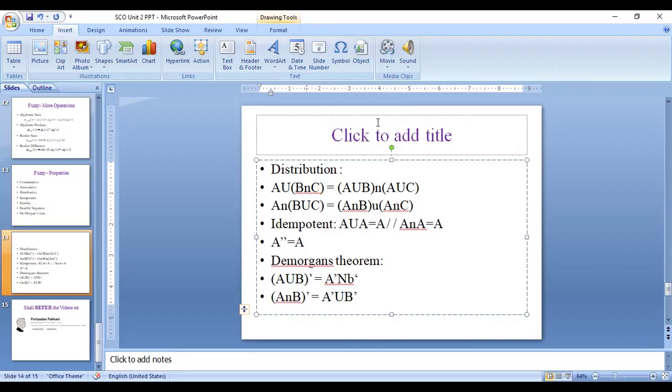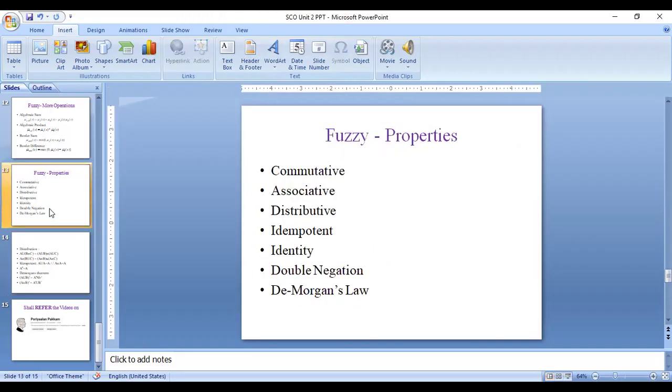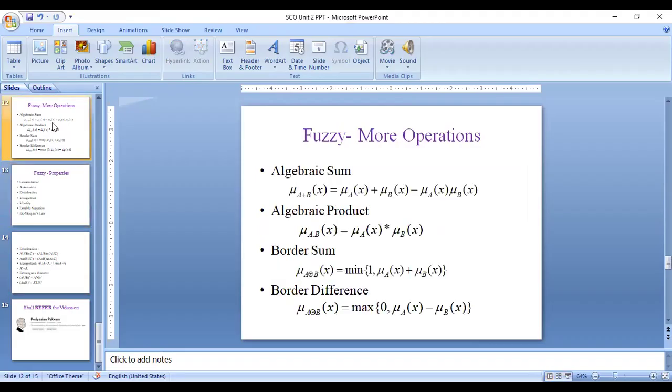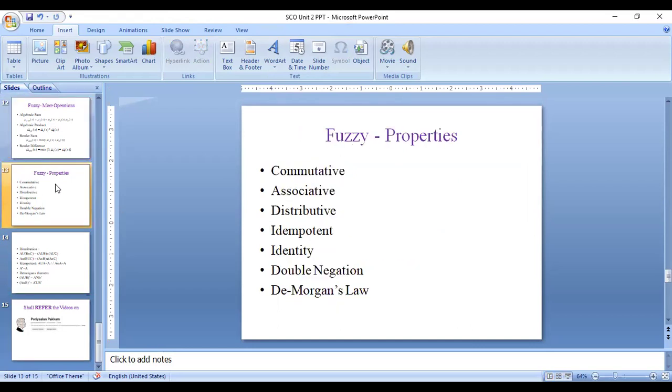So hope you understand what is meant by fuzzy logic and what operations are being done. Operation in the sense algebraic sum and algebraic product, and then border sum and border difference have been done. And what are the basic properties of fuzzy logic? So with this, I can close this particular session.